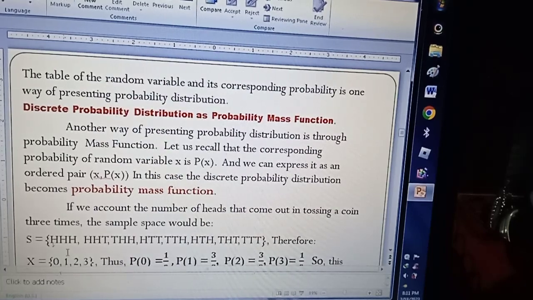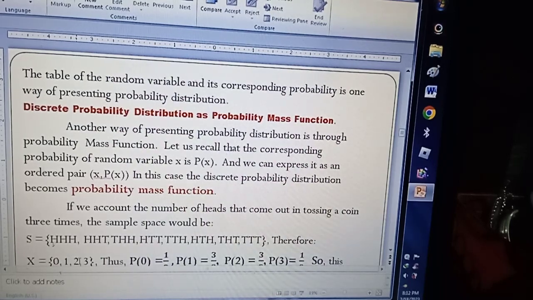S is equal to HHH, HHT, THH, HTT, TTH, HTH, THT, and TTT. And so, there are outcomes where there is no head, and that is TTT. No? And there is also an outcome where there is only one head in the outcome. That is HTT, THT, and TTH.